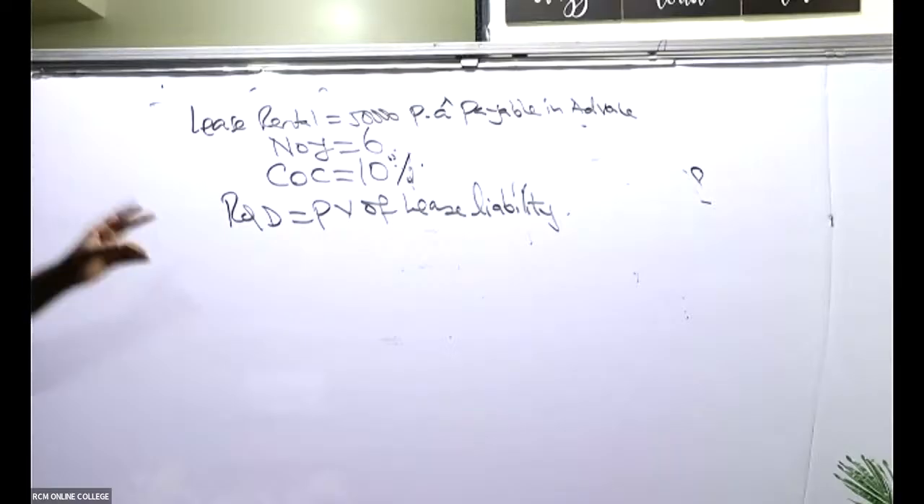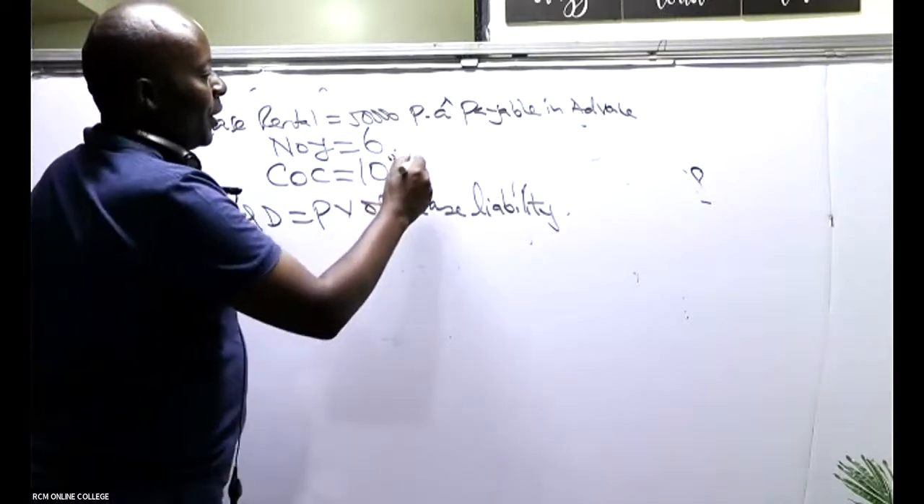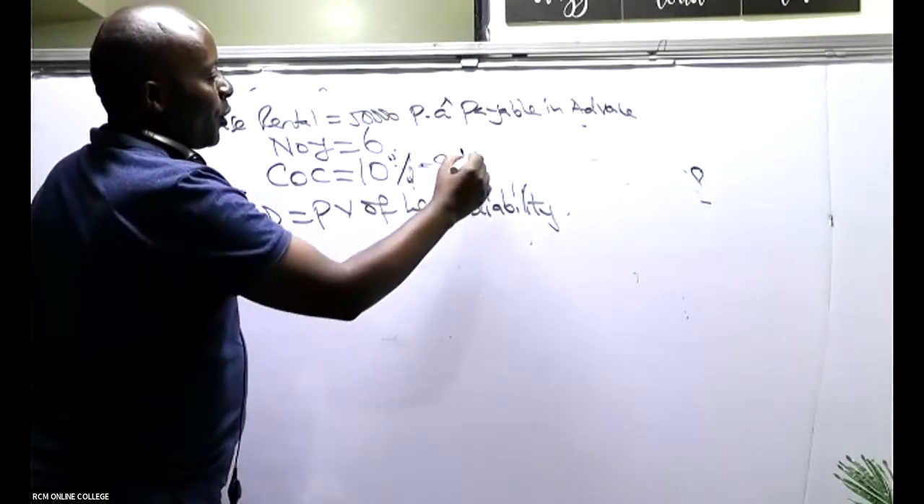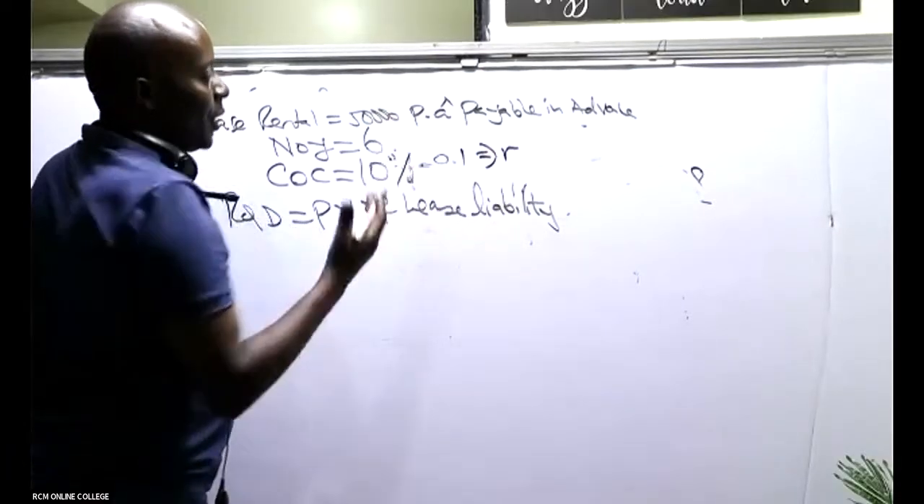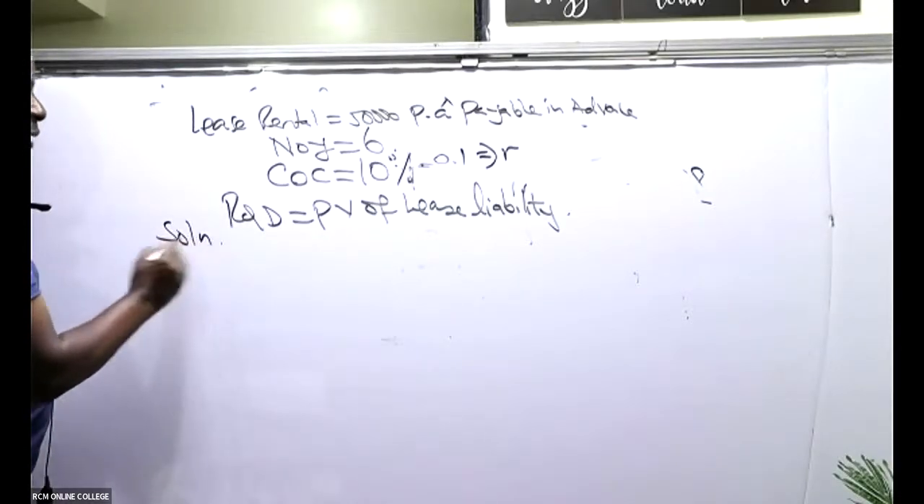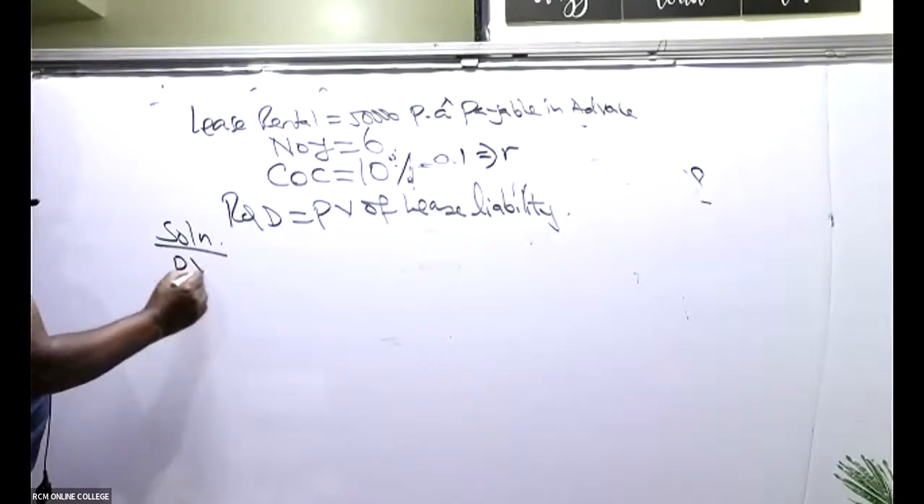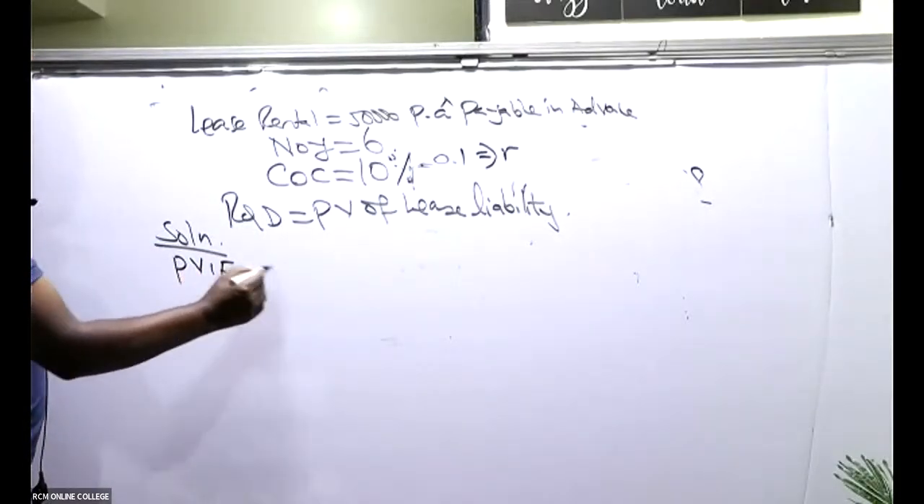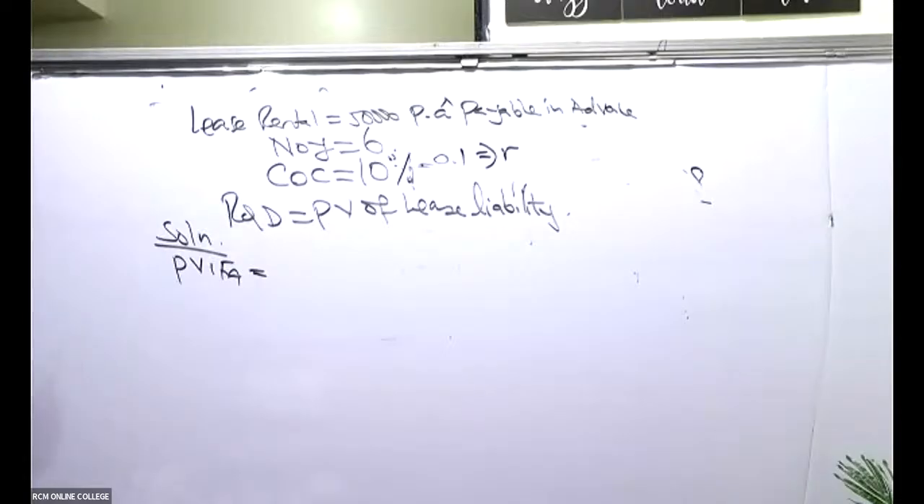And then the number of years is how many? 6 years. And then we have our cost of capital, which is 10%. Remember, 10% is the same as 0.1. And of course, this is our R, which is the required return. So the first thing I would recognize while solving this is very easy. I will simply go ahead and get my PV-FA, the normal one.